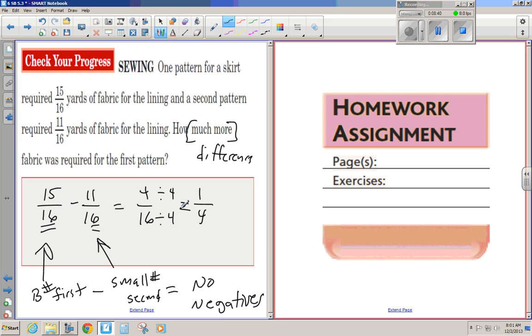So I would recommend looking back over the video if you're having trouble with some of this. Along with your notes, please do not forget that your homework assignment is the CYUs, which are found on page 258, and you're going to do 1 through 7. And again, watch the video if you are having a little trouble with some of these.